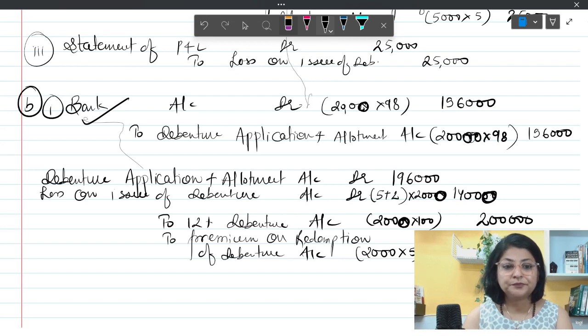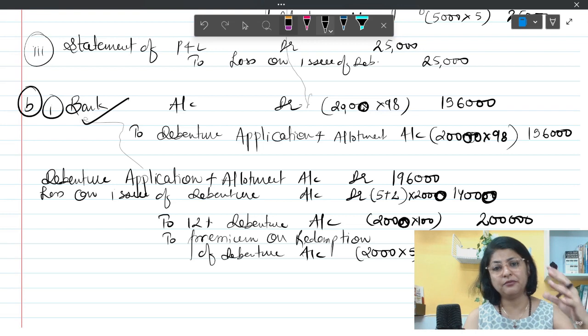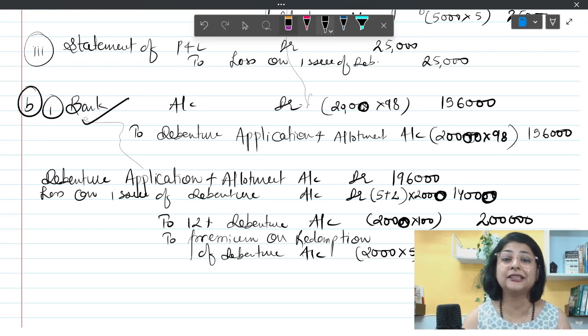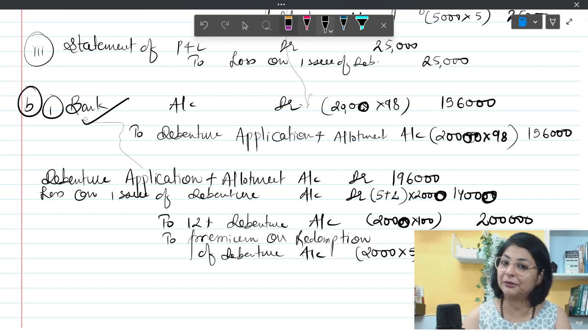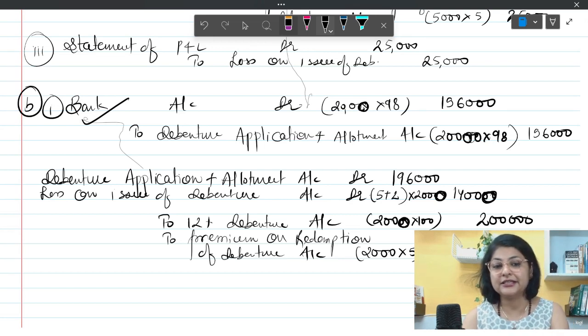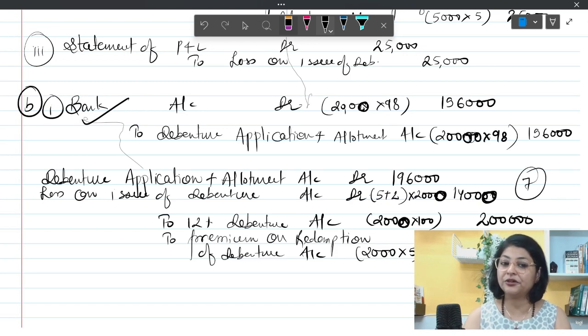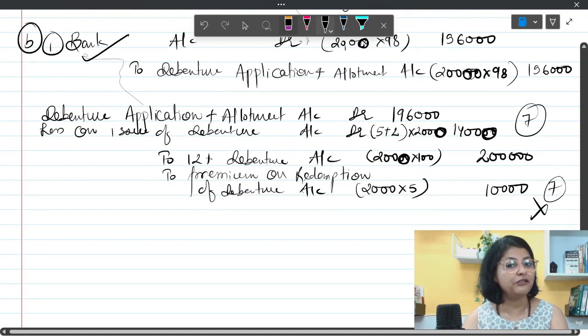Okay. So next is premium on redemption of debenture. This is the premium which the company is paying at the time of redemption of debenture. It was 5%, means 5 rupees. That is why we have multiplied it with 5 over here. Don't get confused that if I have written 7 rupees here, 7 has to be written here also. No, 7 will not be written over here. Here you are going to write only 5 rupees.